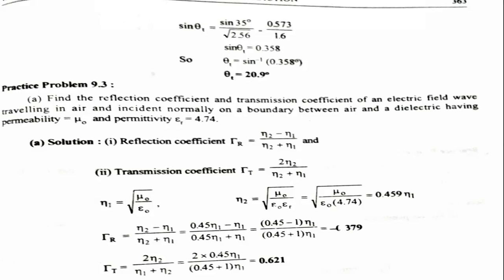Now how can we calculate eta 1 for free space? It is root of mu by epsilon. For the air, you can say root of mu 0 mu r divided by epsilon 0, which are constant values we know very well. If you substitute the constants, definitely 120 pi or 377 will be the value. For eta 2, you get root of mu 0 divided by epsilon 0 epsilon r, where epsilon r is 4.74, because mu r for the air is 1. So what will happen here?